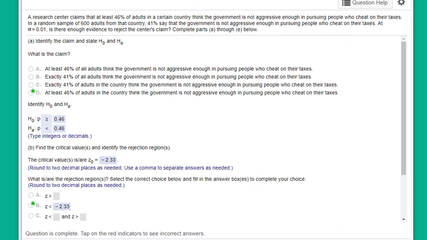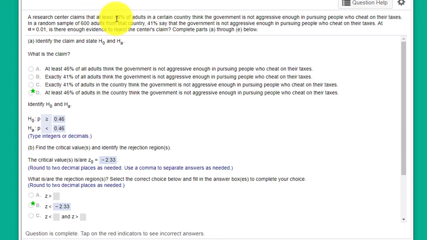I had a student ask a question about how to solve a hypothesis test about a proportion. And this is an example of that type of problem. We're told that a researcher claims that at least 46% of adults in a certain country think the government is not aggressive enough. In a random sample of 600 adults in that country, 41% say the government is not aggressive enough. And we want to know, at alpha 0.01, is there enough evidence to reject the researcher's claim?